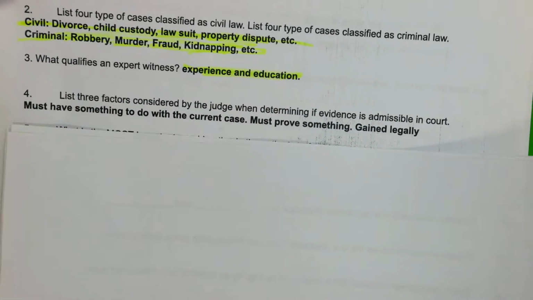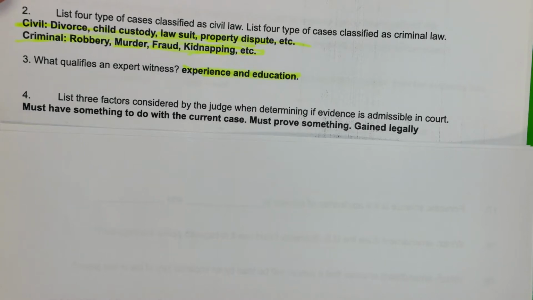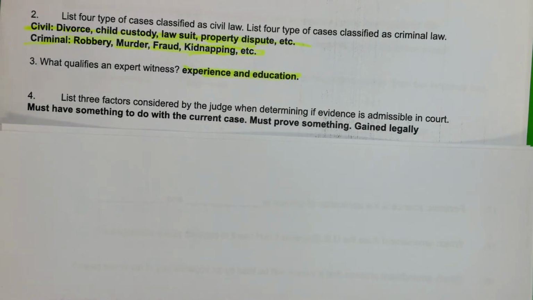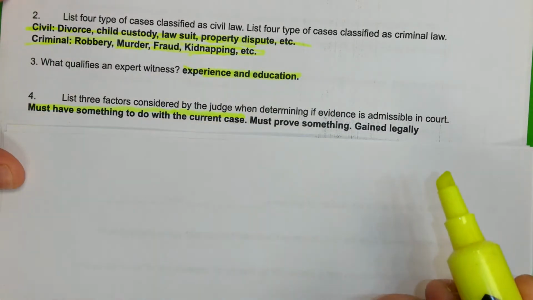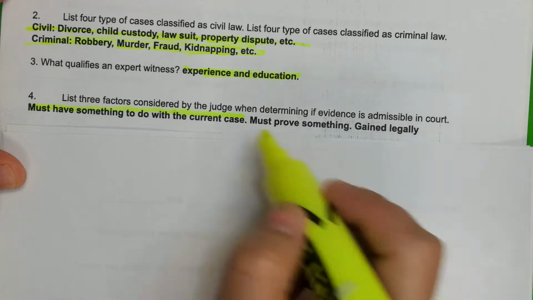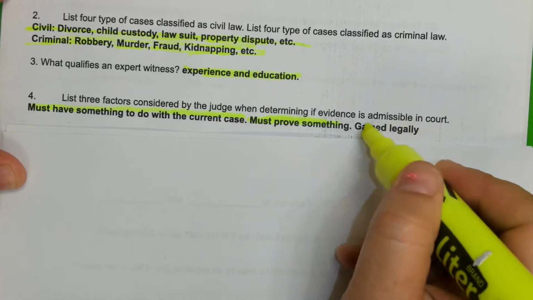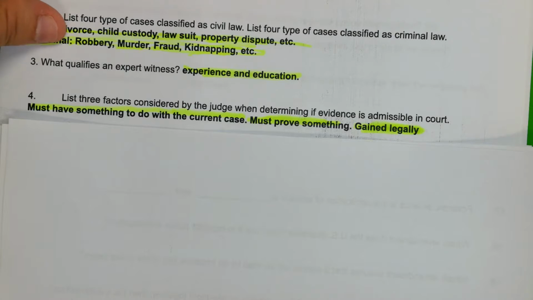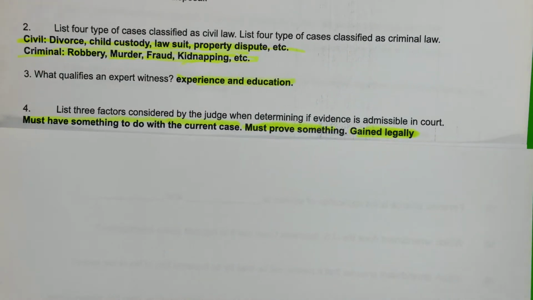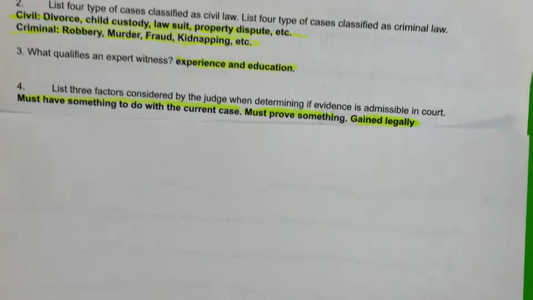Number four, list three factors considered by the judge when determining if evidence is admissible in court. So three factors: it must have something to do with the current case. The second is that evidence must prove something, and also that evidence was gained legally. It wasn't gained illegally, okay? They couldn't just barge in the house without a warrant or anything like that. They have to have done everything properly and legally, okay?